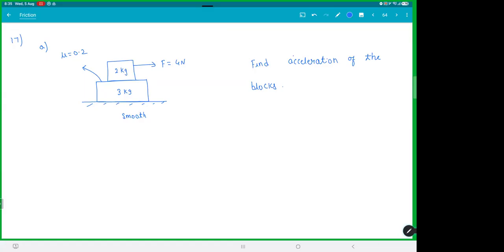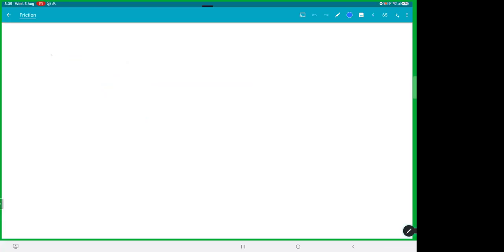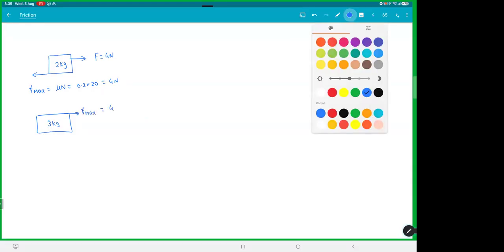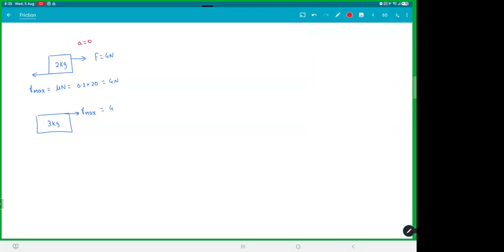So the first thing, right? The most common mistake is this. This is what people do. Step one, draw the free body diagram. They do this: 2 kg, force is 4 newtons. Then we write F max here, which is mu into N, which is 0.2 into 20, which is also 4 newtons. 3 kg, this is F max, which is 4. Now, when you do this, you will realize this guy's acceleration is 0, and this guy is going with acceleration 4/3.